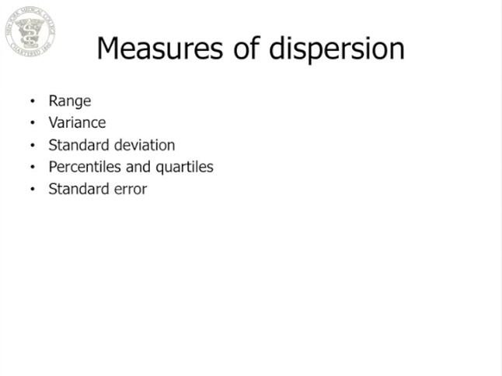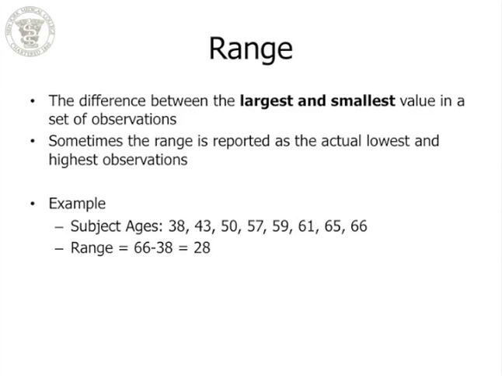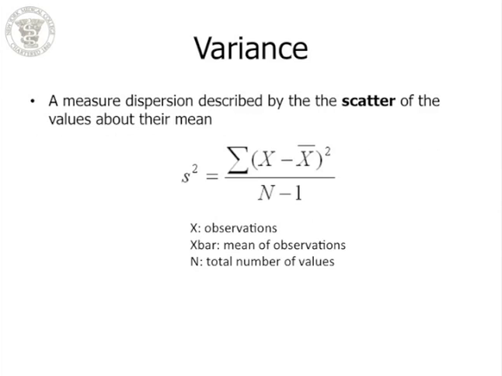So the measures of dispersion that we'll discuss are the range, variance, standard deviation, percentiles and quartiles, and the standard error. The range is the difference between the largest and the smallest value in a set of observations. Sometimes the range is reported as the actual lowest and highest observations. So as you can see below in the set of numbers, take the highest subtracted by the lowest and you get your range.